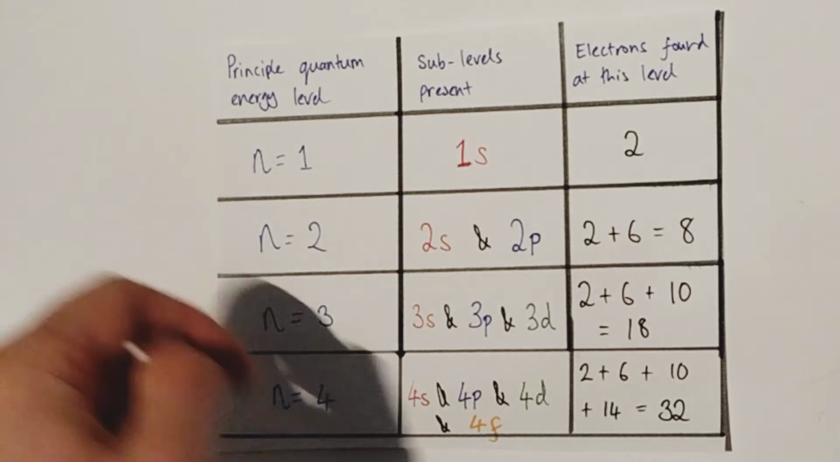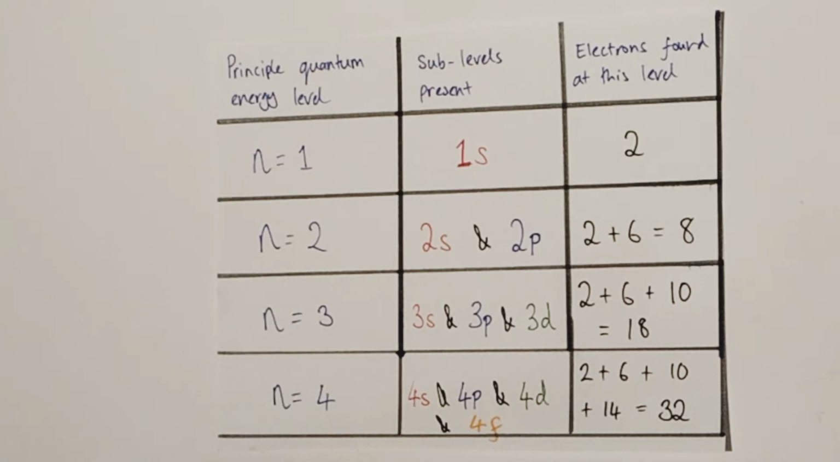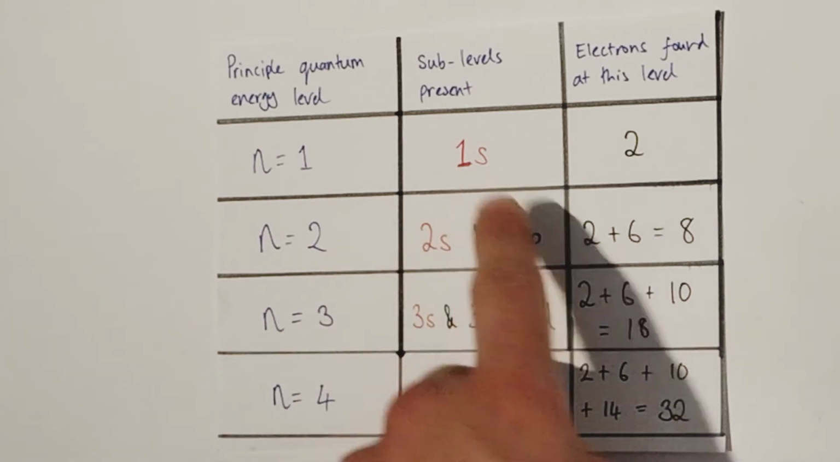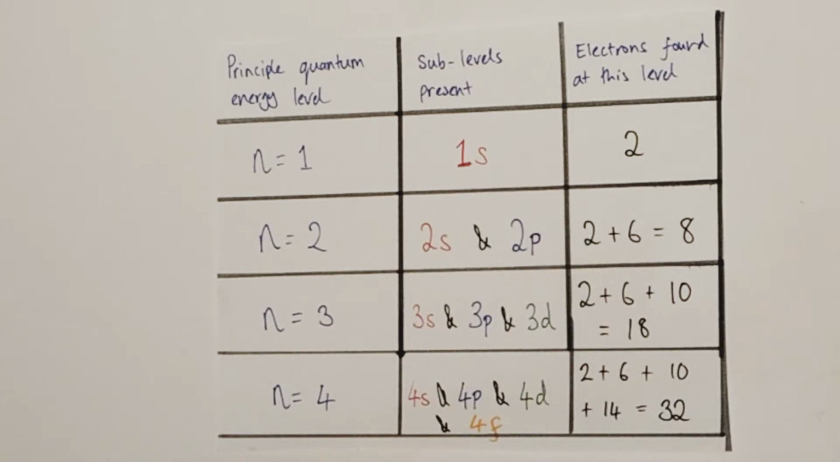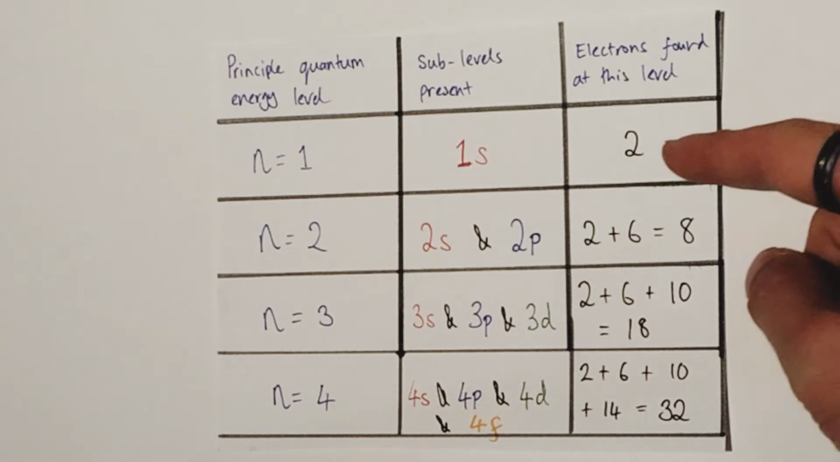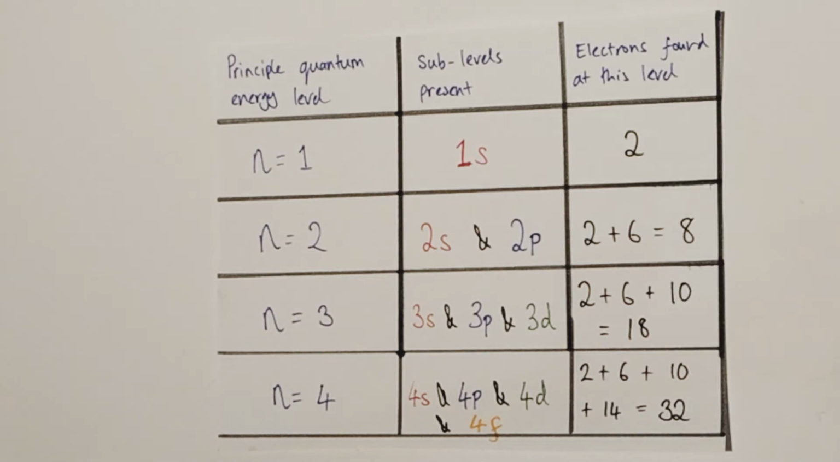So n equals 1 is the lowest principal quantum energy level in terms of energy, and it only has one sublevel present at that particular energy state. That's the 1s sublevel, which only contains one s orbital. So there are only 2 electrons found at this particular energy level. This corresponds with the first period of the periodic table. We find hydrogen and helium.